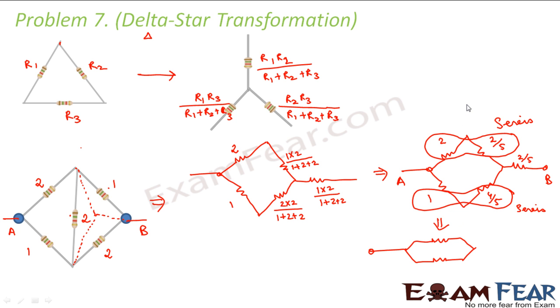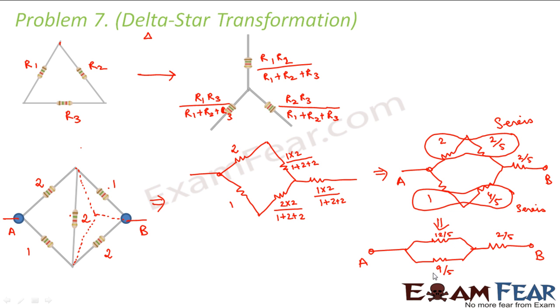So what will be the resistance of this? This will be 2 plus 2 by 5. So 2 plus 2 by 5 becomes 12 by 5. Similarly, what will be this resistance? It will be 1 plus 4 by 5. So 1 plus 4 by 5 becomes 9 by 5. Then you have this 2 by 5 and this is your point B.